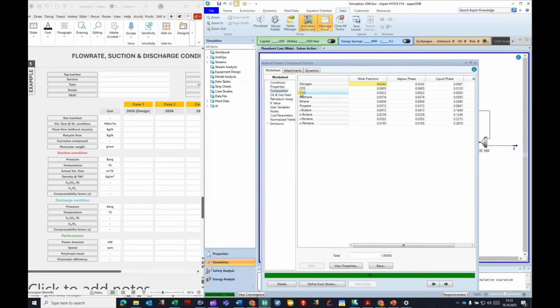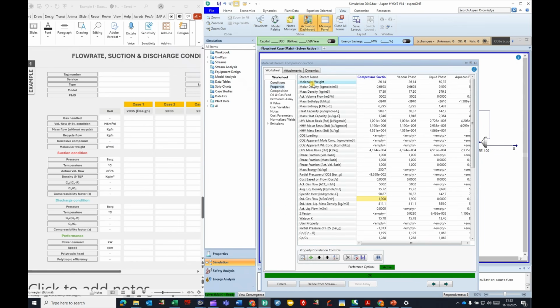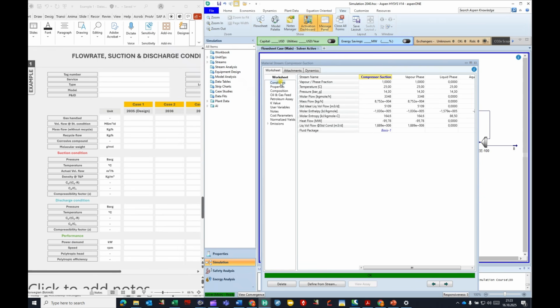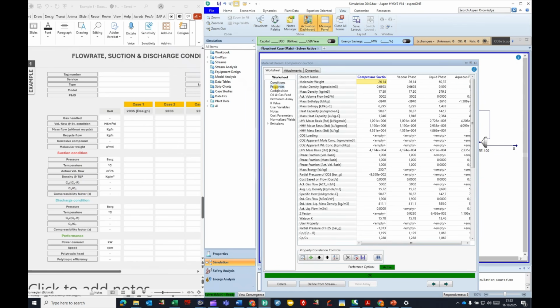In the component list here, the combination of CO2 and water creates a corrosive environment. So CO2 plus water is what you need to write here. Molecular weight, in the properties, you can find the molecular weight. Regarding the suction condition, we are already on the suction stream. Pressure and temperature you can find in the conditions subtab of the worksheet tab. Actual volumetric flow, density, heat specific ratios, and compressibility factor, all of them you can find in the properties subtab.